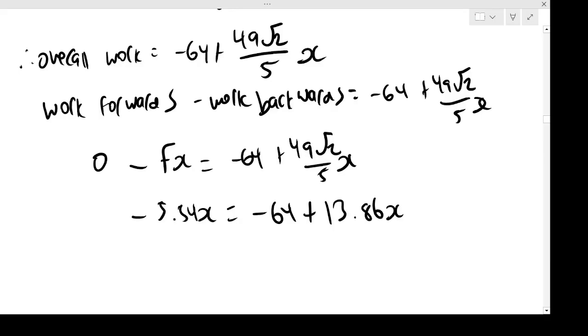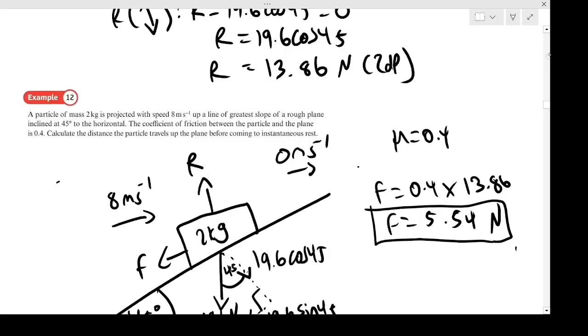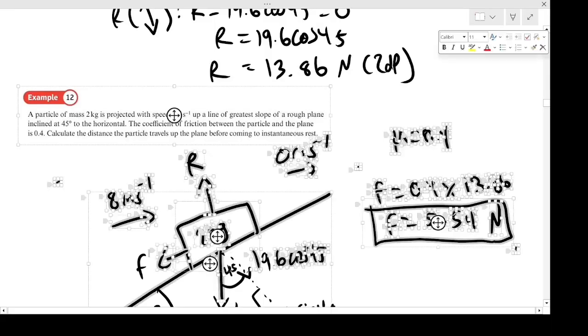So that means 19.399x equals 64, so that means x is going to be 3.3 meters to 2 decimal places. And there we are, that is x. That was the distance between the two points, the two parts there.